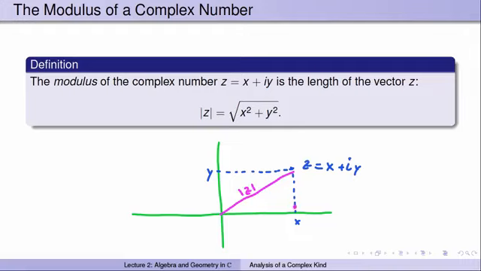Well, I can see there's a right triangle right here. And in order to find the length of the hypotenuse in that right triangle, all I need to do is square the lengths of the two legs. But how long are those legs? This leg right here has length x, so x squared. Well, that's the square of this leg. This leg has length y, so y squared. And together, that gives me the length of the hypotenuse squared. So the modulus of z squared is x squared plus y squared, or in other words, the modulus of z itself is the square root of x squared plus y squared.